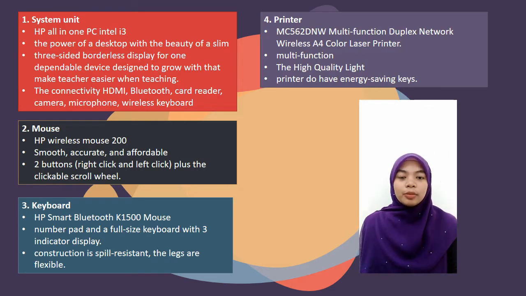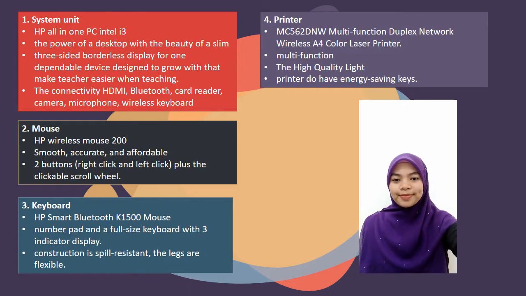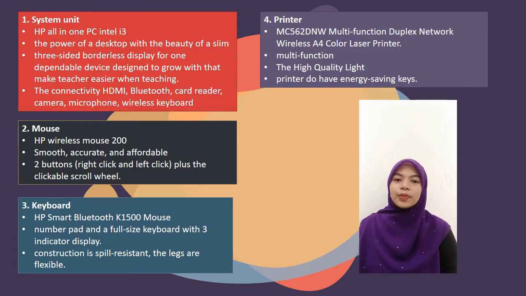I will continue with the software and hardware for the primary school lab. For the first one, we go to the system unit. The system unit that we chose is the HP All-in-One i3. This system unit has the power of a desktop with a beautiful slim design. It has a three-sided borderless display, and the device is designed to grow to make teaching easier.